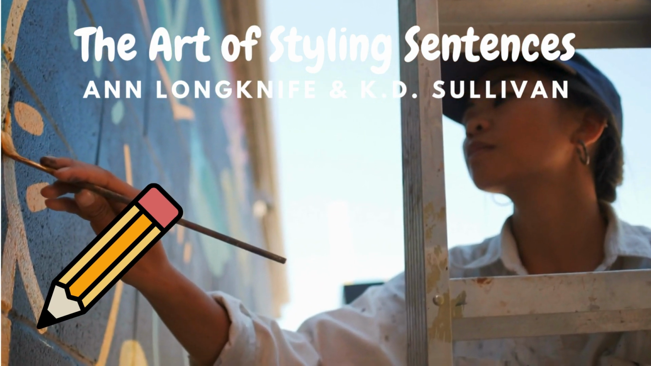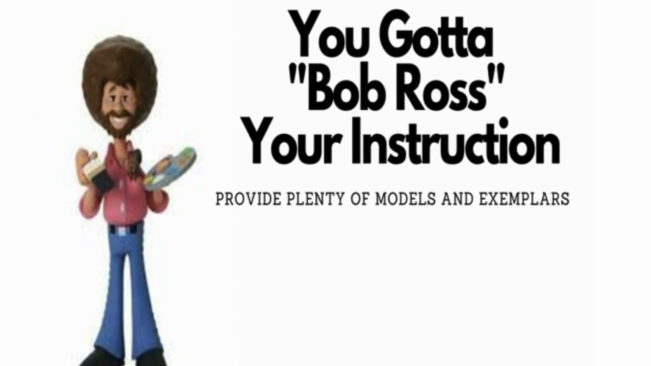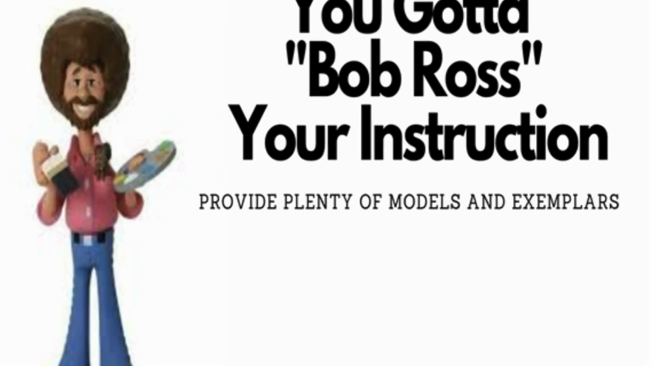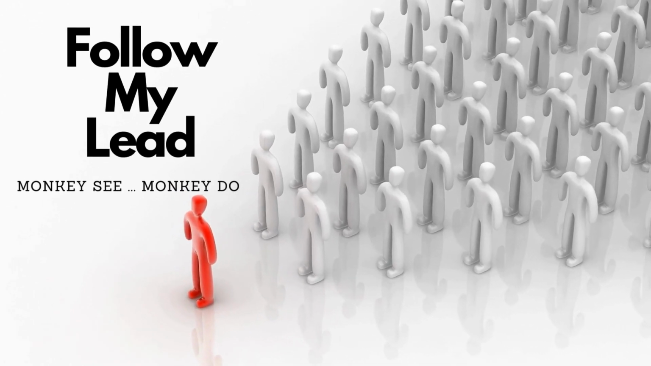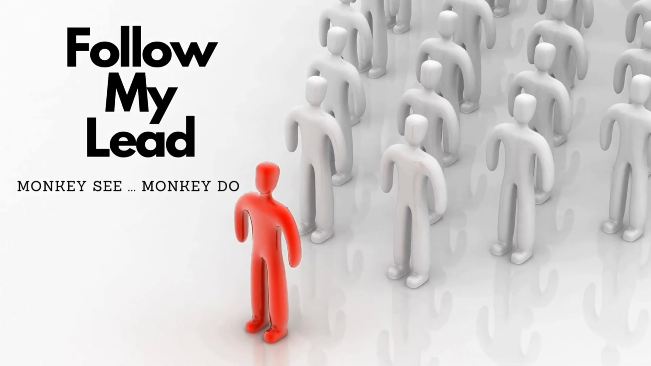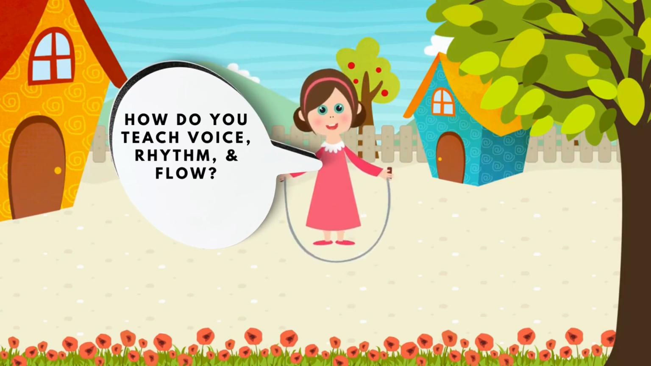So as always, I like to Bob Ross my instruction for this. What I'll do throughout this exercise is go over the definition for the pattern, and then for each pattern I will model how to do it 5 times, and then your students can do it 5 times themselves. And that way it really solidifies and shores up how to do it. So just sit back, follow my lead, monkey see, monkey do. And ultimately what we'll have is a segue to teach voice, rhythm, and flow.